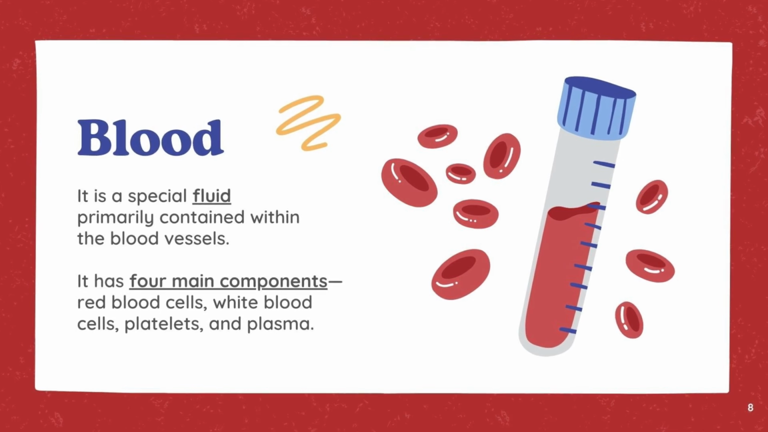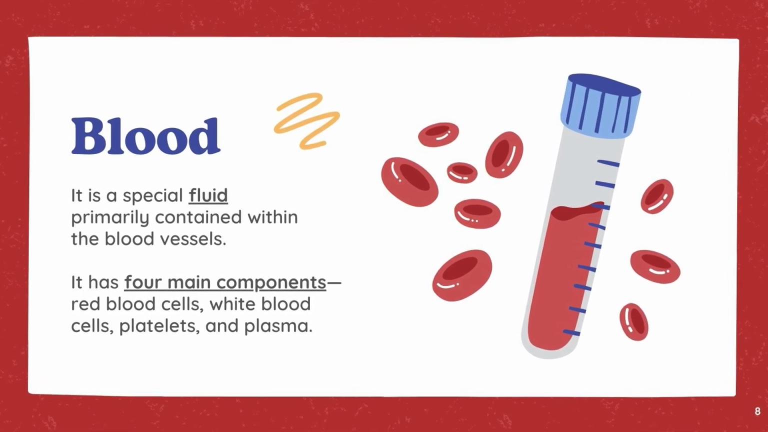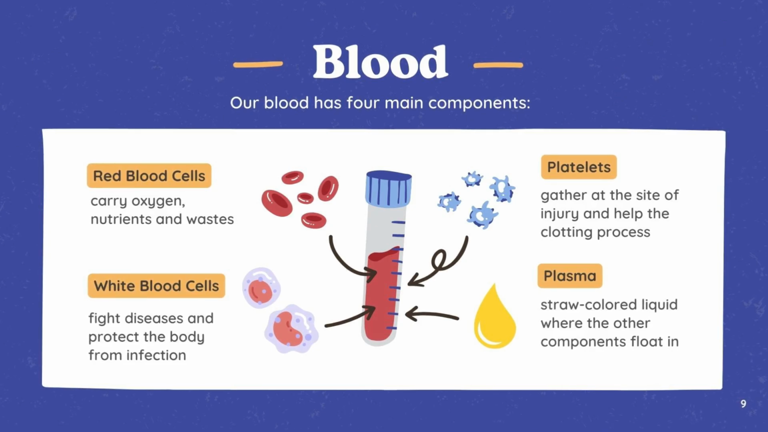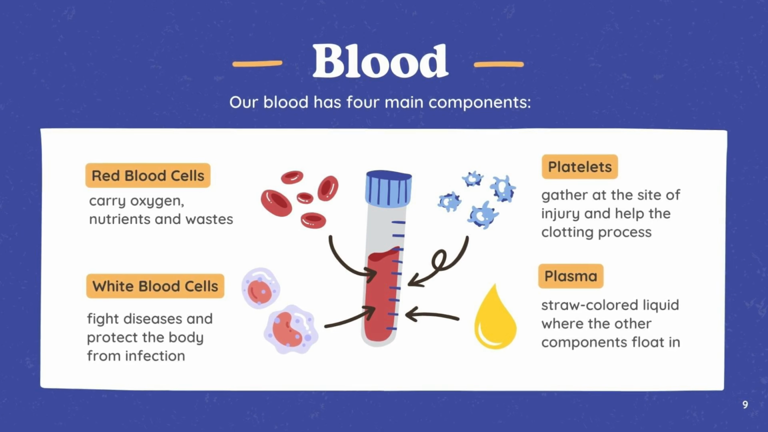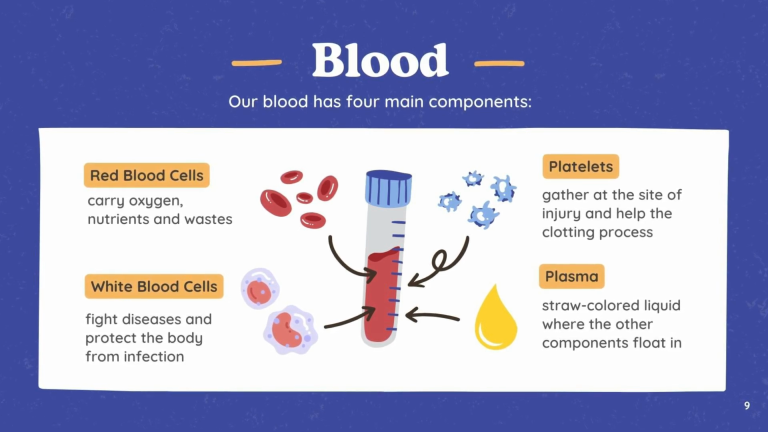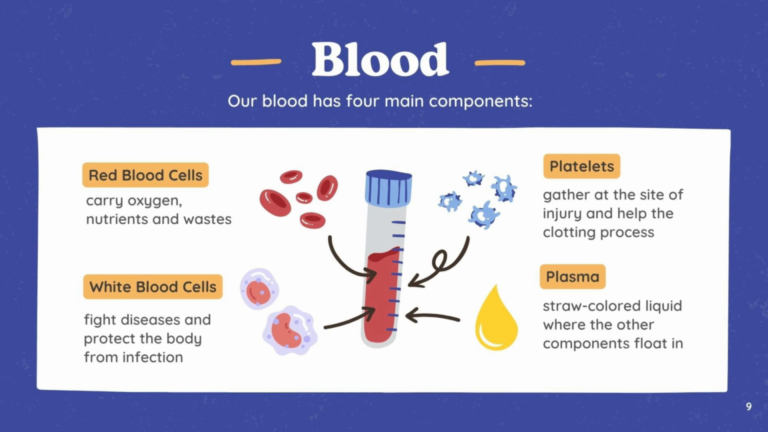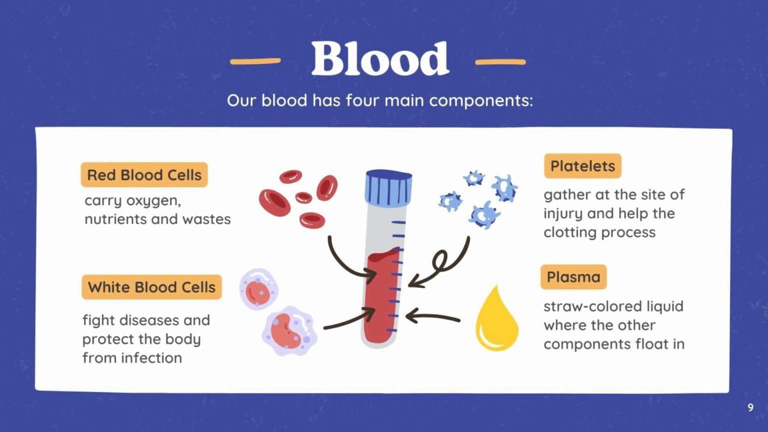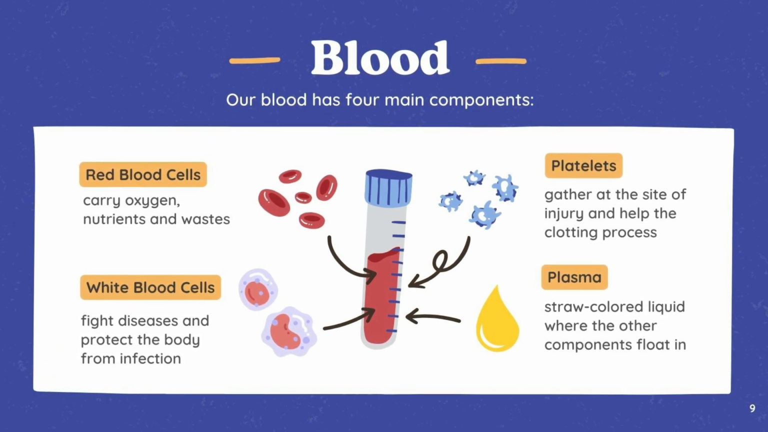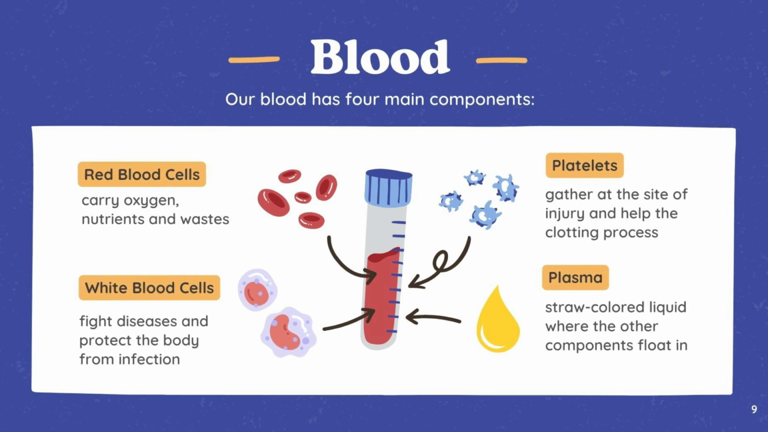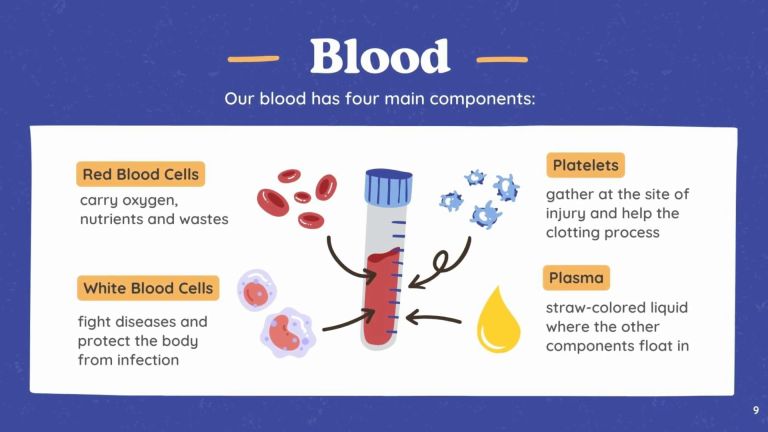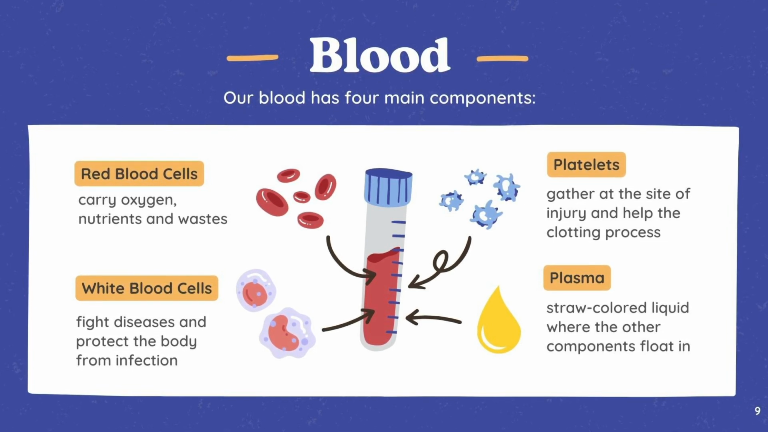Blood. It is a special fluid primarily contained within the blood vessels. Our blood has four main components. Red blood cells carry oxygen, nutrients and wastes. White blood cells fight diseases and protect the body from infection. Platelets gather at the site of injury and help the clotting process. Plasma, a straw-colored liquid, is what the other components float in.